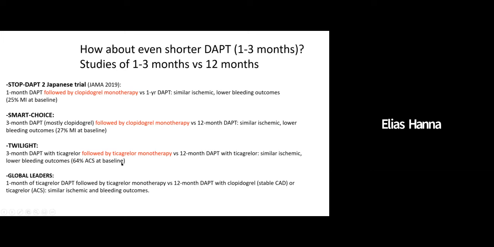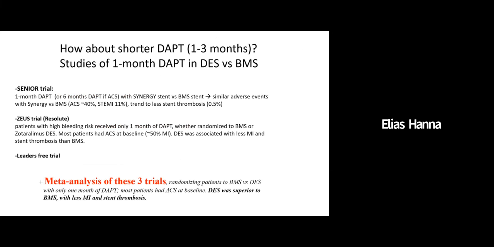2 of them used Ticagrelor, and that makes sense: if you're using Ticagrelor between 3 and 12 months, it makes sense that single antiplatelet therapy may work just because you're using a potent one. But 2 of them used 3 months of DAPT followed by Clopidogrel monotherapy, and they did show similar ischemic events and lower bleeding outcomes. So 3 months in some patients might be acceptable, lower risk patients, maybe even lower risk MI potentially. 3 months is acceptable based on those data.